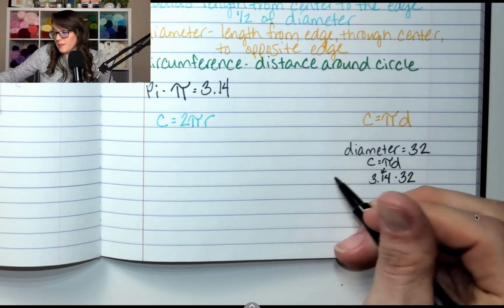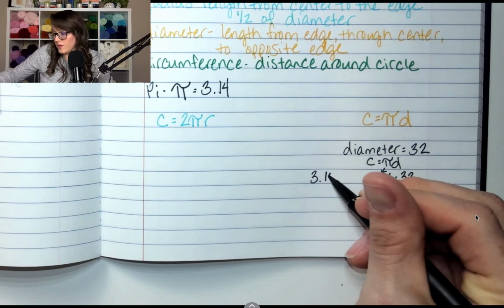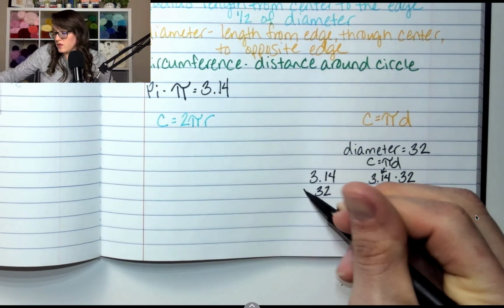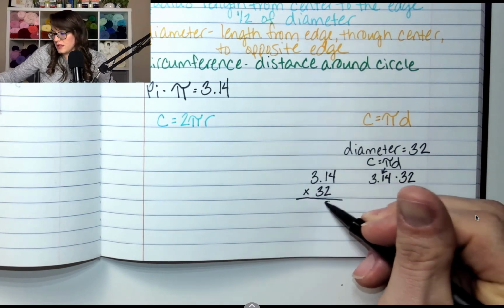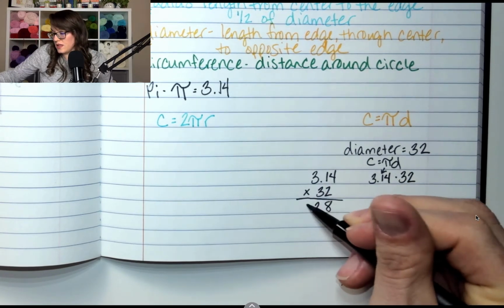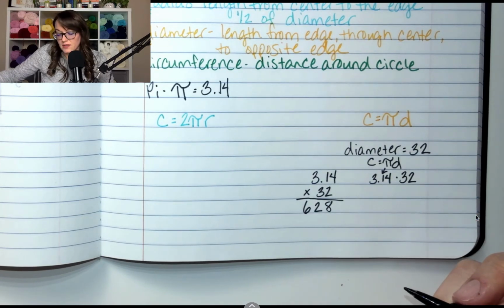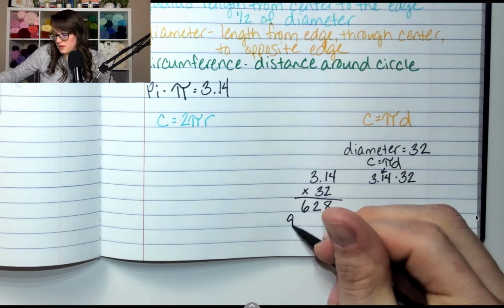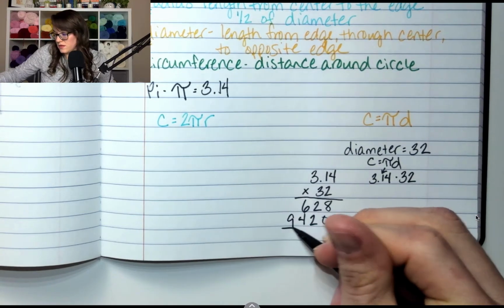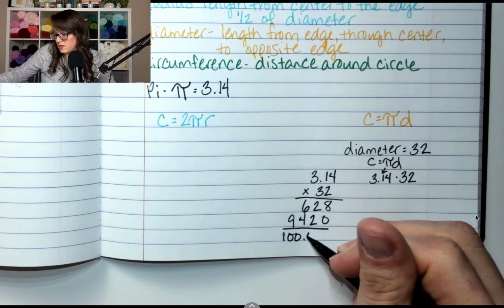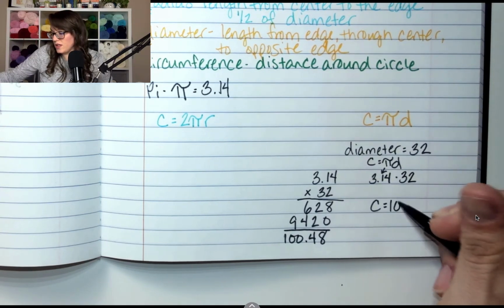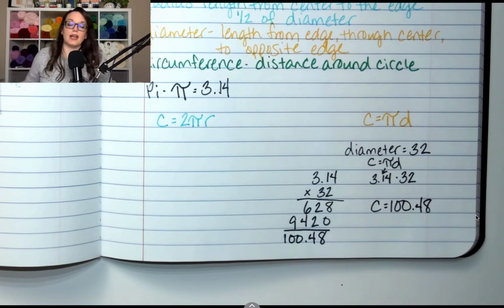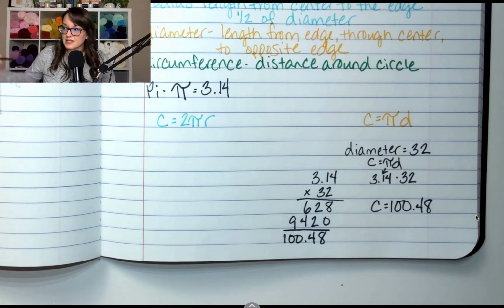So this is going to need some practice for some of y'all. 3.14 times 32. You do not have to line up the decimals when you multiply. 4 times 2 is 8. 2 and 6. I'm going to let you finish this out. All right, so the circumference here comes out to 100.48. That is the distance around the circle one time.